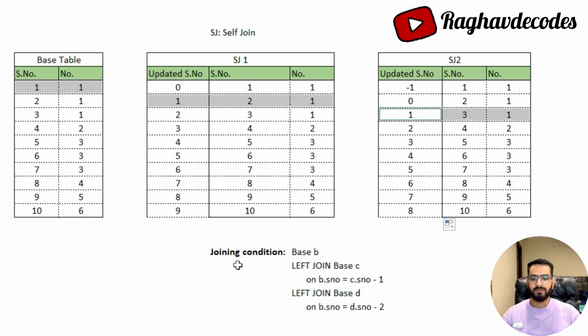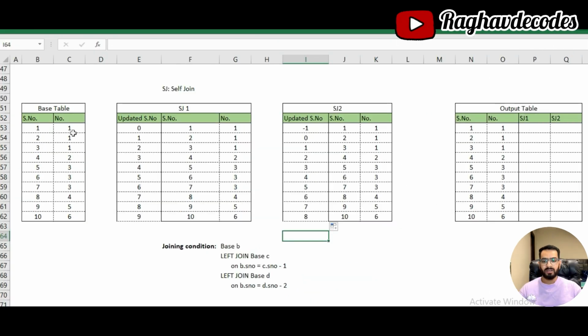I have also written the joining condition here. We'll take the base table and do a left join on base, that will be on b dot serial number equal to c dot serial number minus 1. C dot serial number minus 1 is nothing but the updated serial number column here, and again I'll be doing a left join on base on b dot serial number is equal to d dot serial number minus 1. Here d dot serial number is nothing but the updated serial number column of the second table.